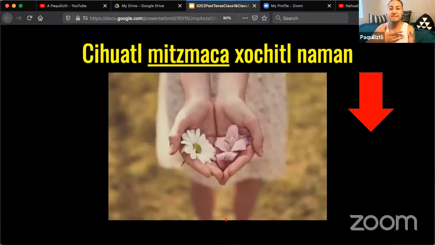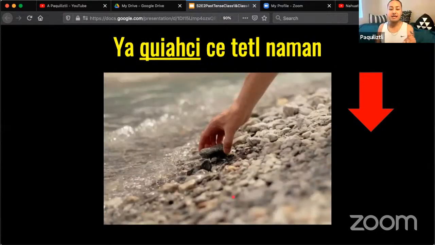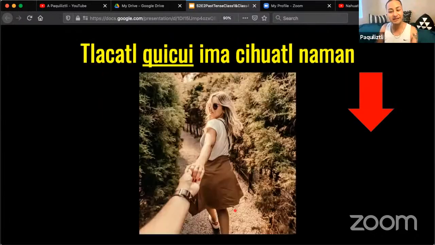Sihuatl mitzmaca xochitl naman. Sihuatl mitzmaca xochitl naman. Okay. And ya kiasi setetl naman. Okay, I hope that the definitions are clear for these verbs, but if they're not, I believe I have a slide that has the definitions, okay? Oh, and this is the last verb I'm going to teach you today.